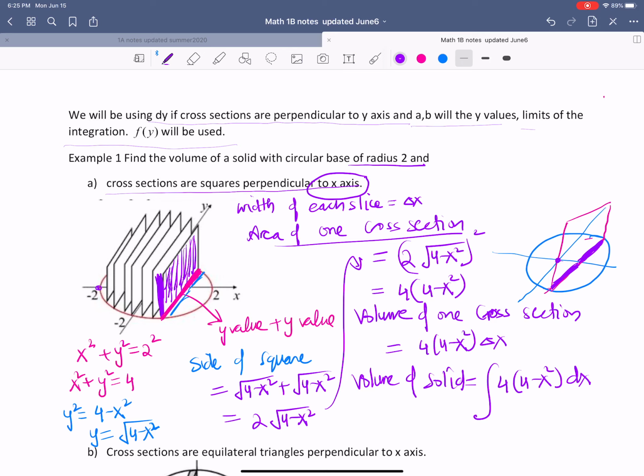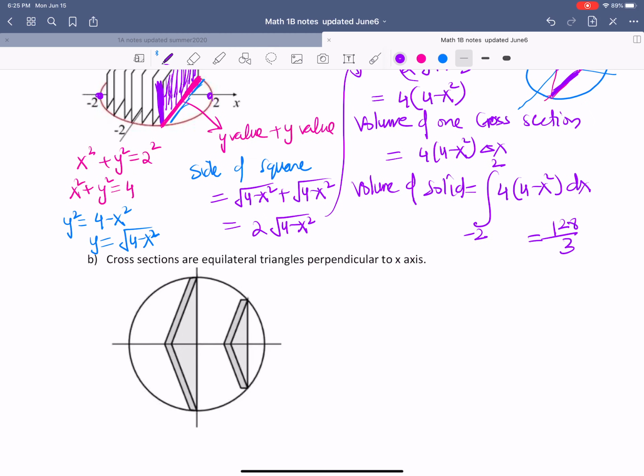and the cross sections start at -2, they end at +2. So -2 to +2, that's where the cross sections are. And go ahead and integrate this. Take a minute, evaluate this definite integral and come back and check your answer with me. It's going to come out to be 128 divided by 3. Okay, that was example 1, volume of a solid whose cross sections area is known.